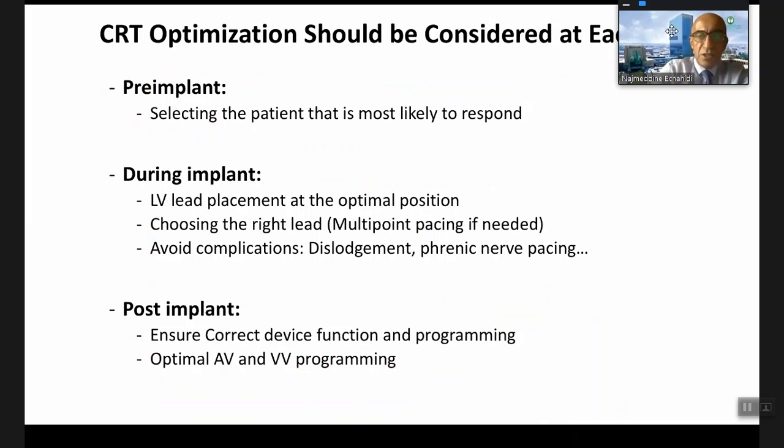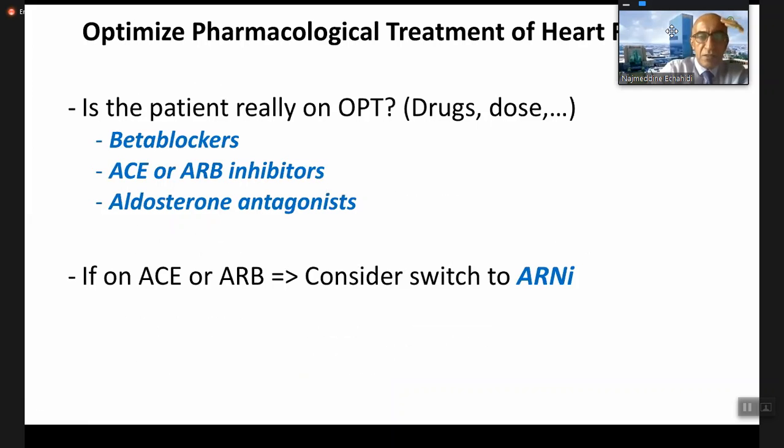Optimization should be considered at each step of CRT therapy, starting at the pre-implant phase. We have to adequately select the patient who will be most likely to respond to our treatment. During the implant, as we just saw with the previous speaker, it is important to take time to correctly place the LV lead. And in post-implant, for sure, there is a role for device optimization.